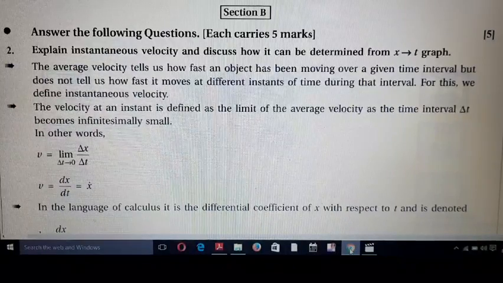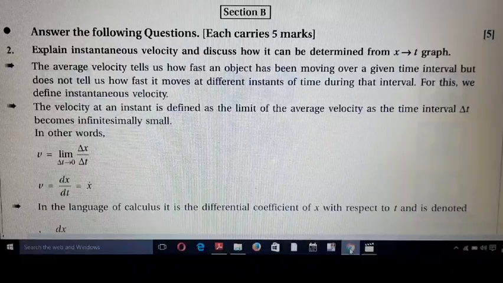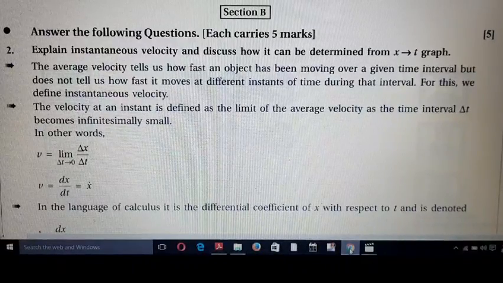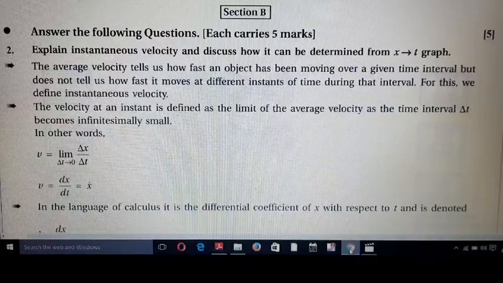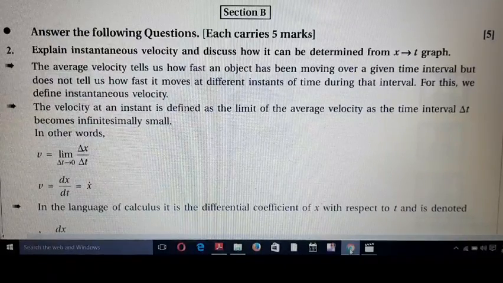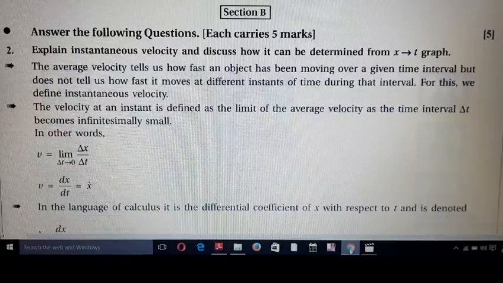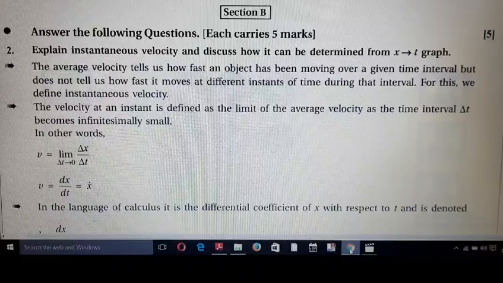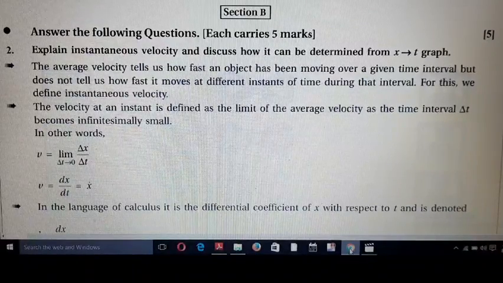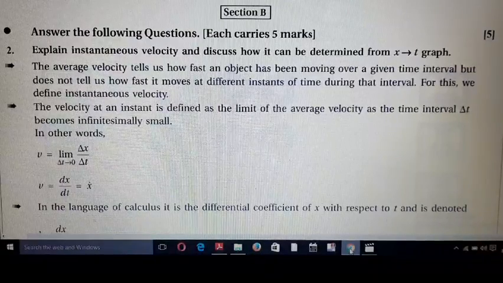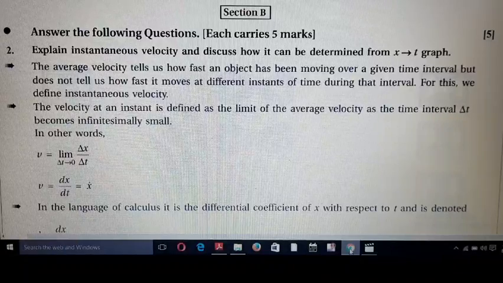Friends, today I teach instantaneous velocity. First of all, we understand what is instantaneous velocity. Friends, suppose now we have one car and we drive it. So at different positions the velocity is different. Okay, so at any point, now we want to find out what is the velocity of our car. So we need instantaneous velocity.